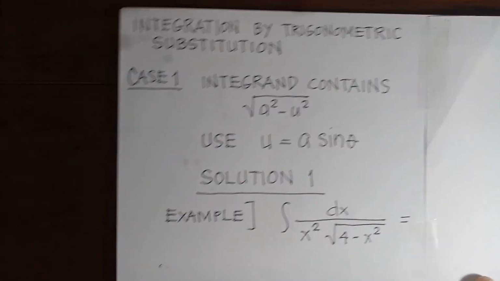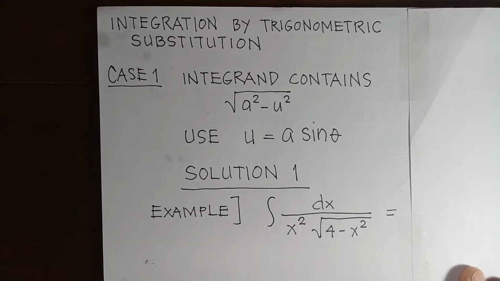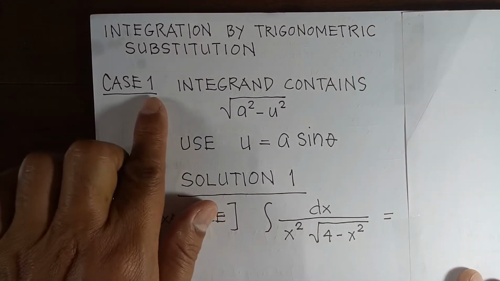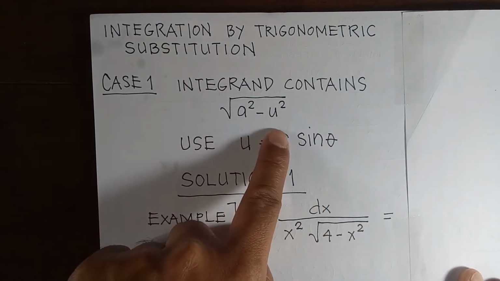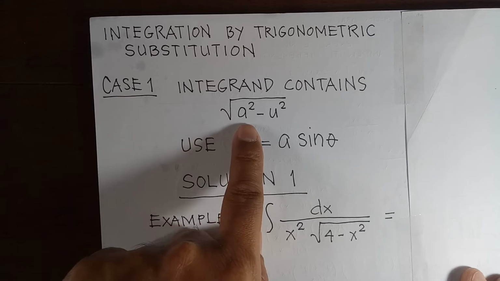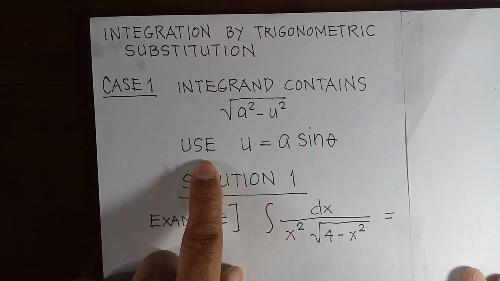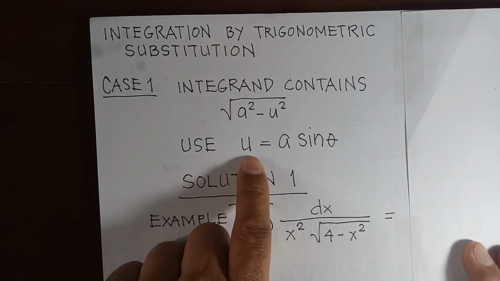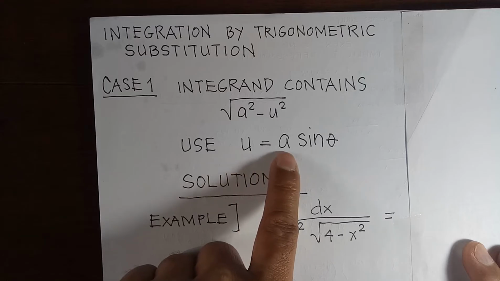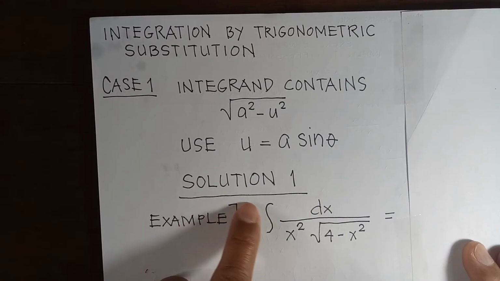Okay, so ito na yung ating example number 1. Example para sa case 1. So, ang case 1 natin, when the integrand contains square root of a squared minus u squared, a ay constant, u ay variable. So, ang substitution natin gagamitin para maging masimplify yung problem ay u equals a sin theta. So, we will have two solutions here and this is solution number 1.